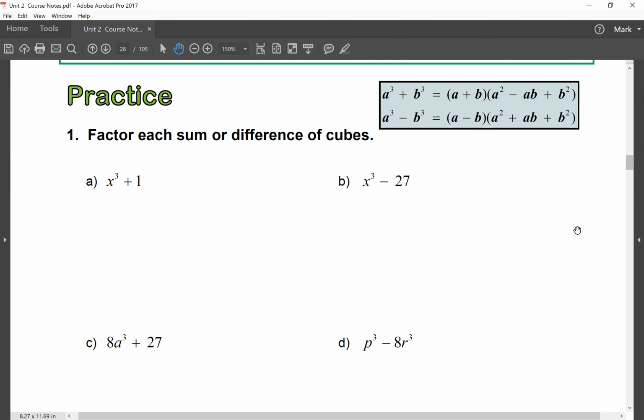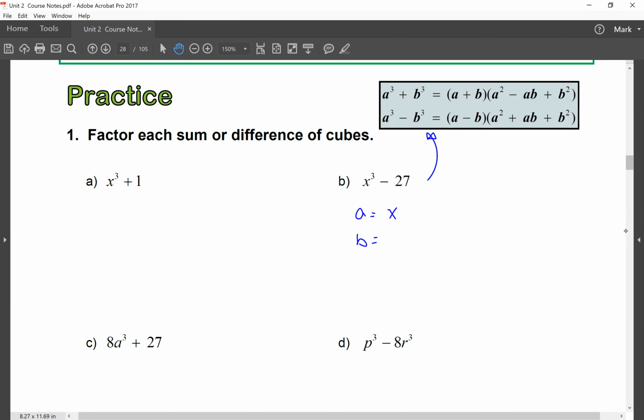Okay, first things first, I see a subtract sign there. That means I'm going to be using my difference of cubes formula, so A cubed minus B cubed. The only thing I need to do is figure out what my A is, which is of course X. That's easy. But what's my B?